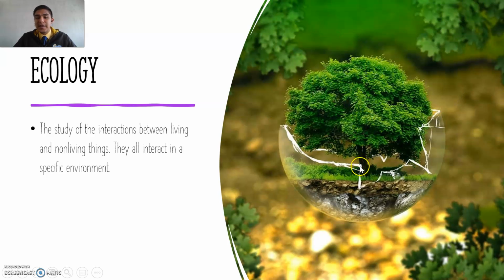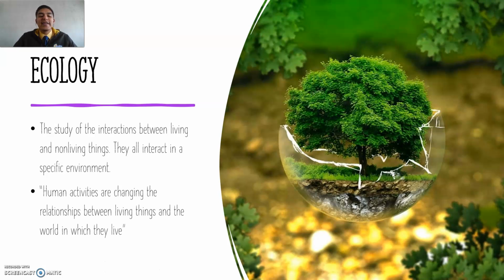If we analyze the picture that we have right here, specifically in living things, we're going to have plants, which is basically the tree and probably the grass that we see around. And when we talk about non-living things, we are talking about, for example, the ground, rocks, water, sunlight, etc. And human activities are changing the relationships between living things and the world in which they live. So, unfortunately, if we look at it from a very objective perspective, humans are actually destroying their environment. And it's very sad to think about it.